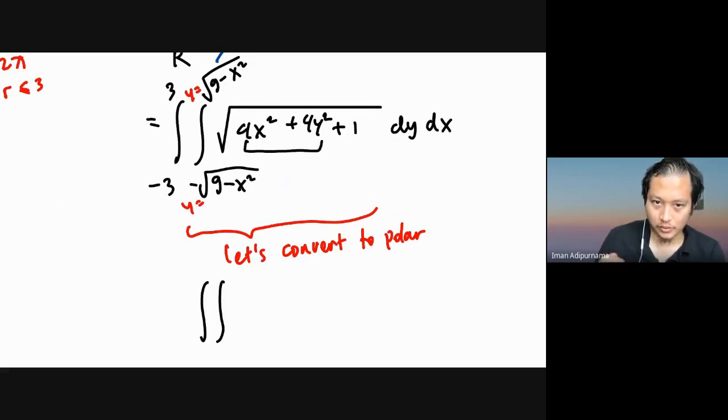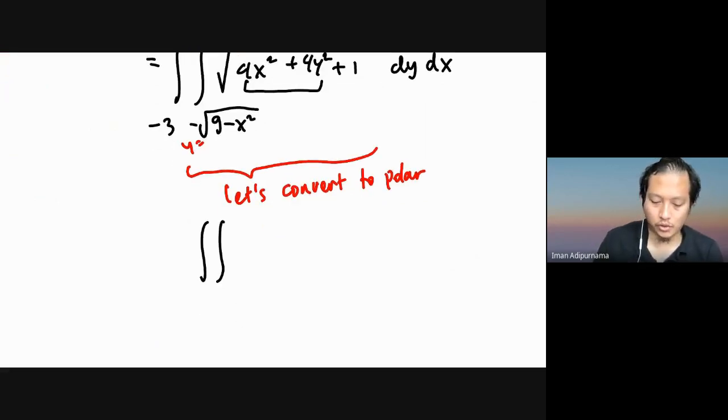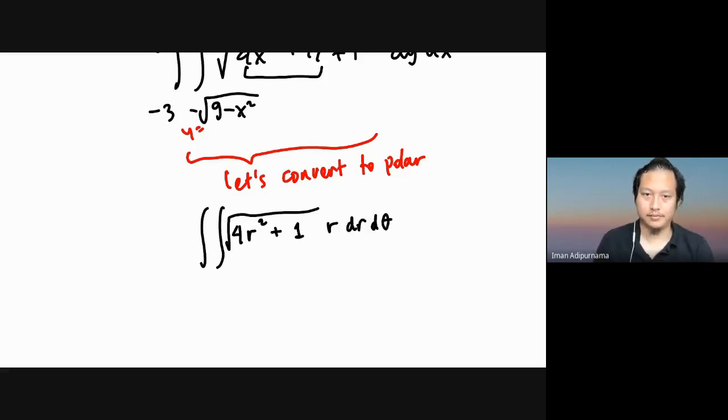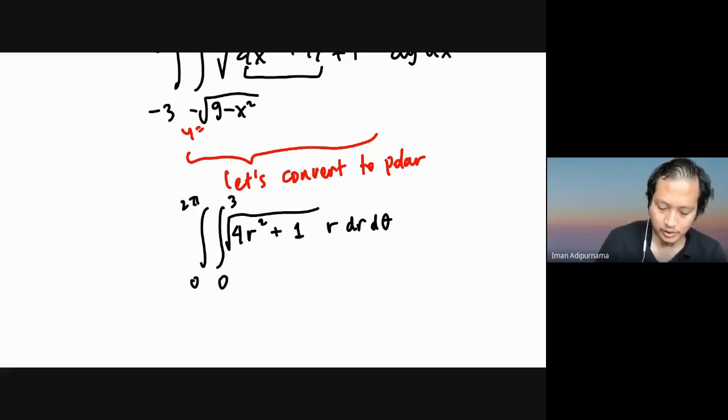This 4x squared plus 4y squared becomes 4r squared. We still have the square root, and then plus 1, and then r dr d theta. Now we have 0 to 2 pi for theta and 0 to 3. I think it's much easier to solve, and how we solve this is basically the same.